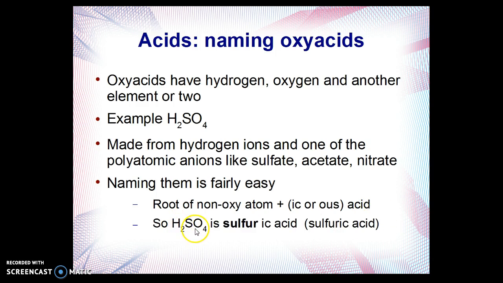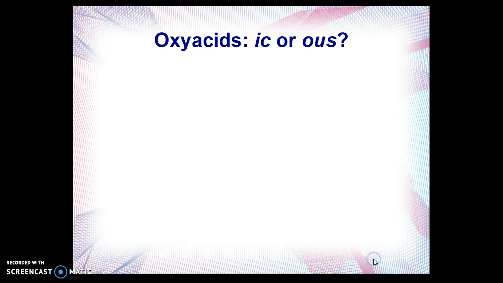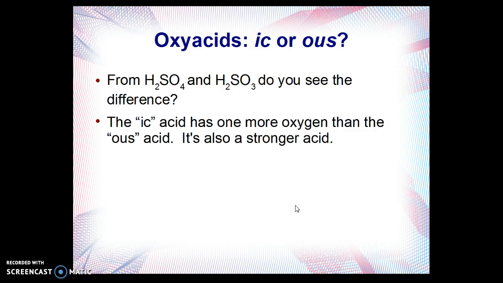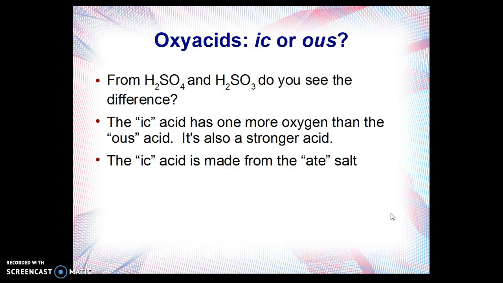So H2SO4 is sulfur, ic acid, sulfuric acid. And H2SO3 is sulfur, us acid, sulfurous acid. Now, how do we determine whether it's an ic acid or an us acid? Well, do you see the difference? Of course, the ic acid has one more oxygen than the us acid, and the ic acid is always a stronger acid.